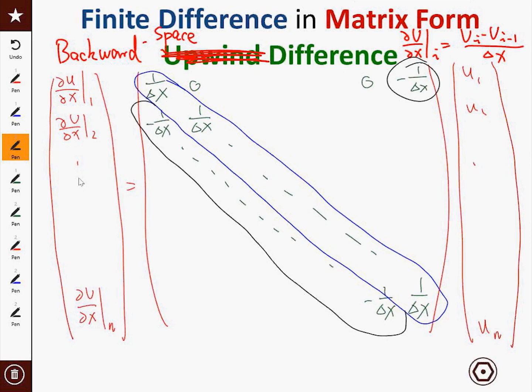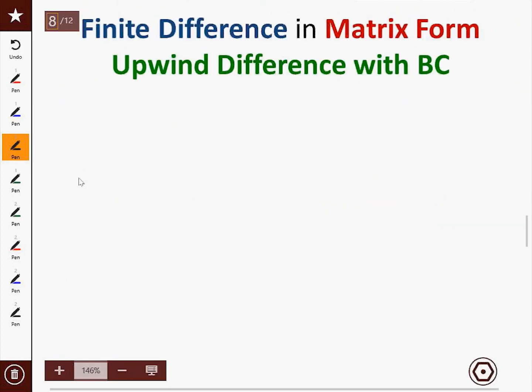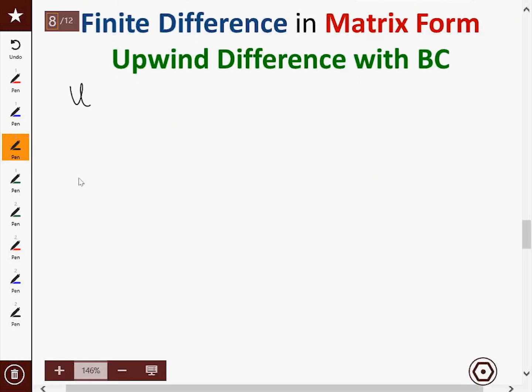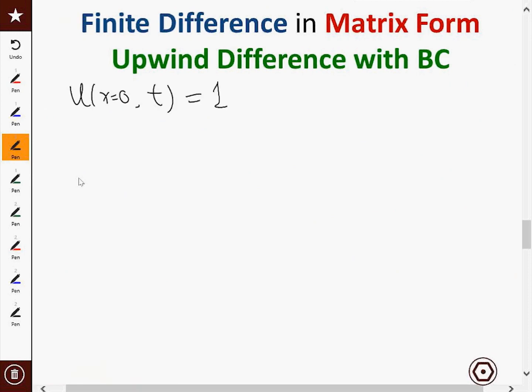So what if, let's say, we have a boundary condition at the left? What if it is not periodic? What if we have a boundary condition, let's say u at 0 equal to 1? Okay, so let's say u at x equal to 0 at any t equal to 1. This is consistent with our advection equation, because in this advection equation, the characteristics move towards the right, right?